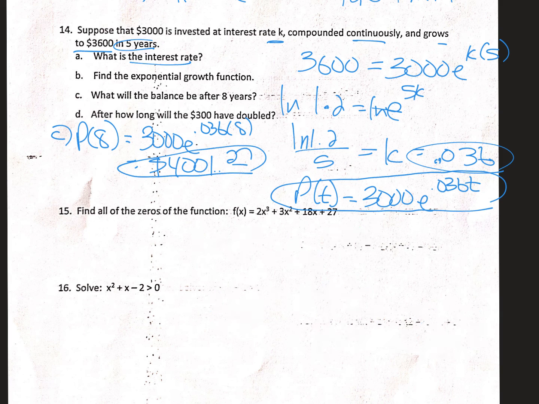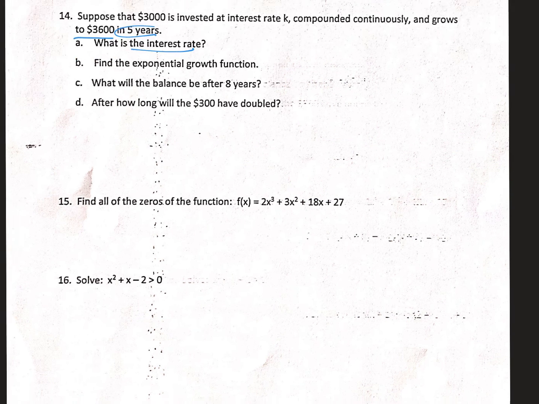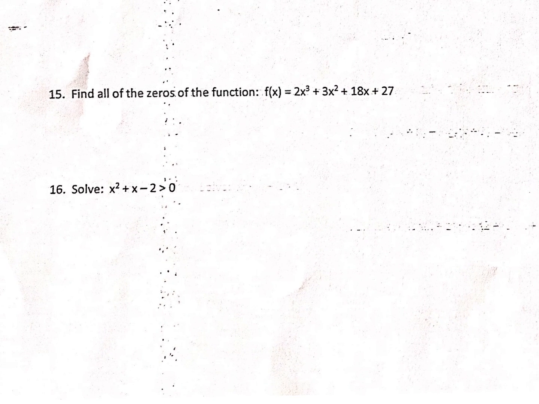I'm going to erase this so we can get this next one. We're almost there, believe it or not. Number 15, find all the zeros. Okay, to find the zeros, first thing I'm going to do is make a list. I'm going to go plus or minus the factors of the last number over the first number. Okay, so this is where my list is coming from. 3 halves, 9 halves, 27 halves.